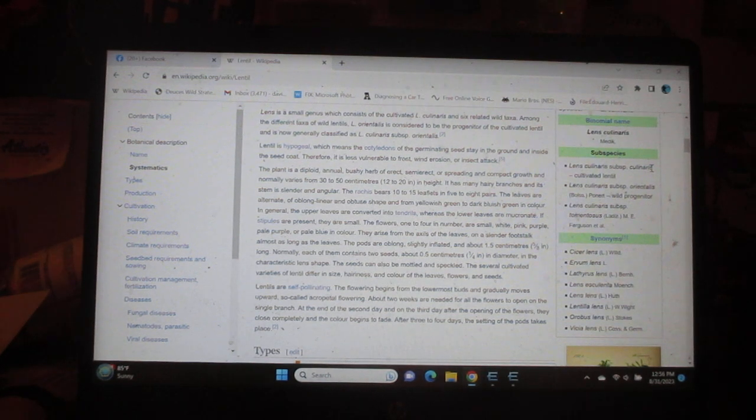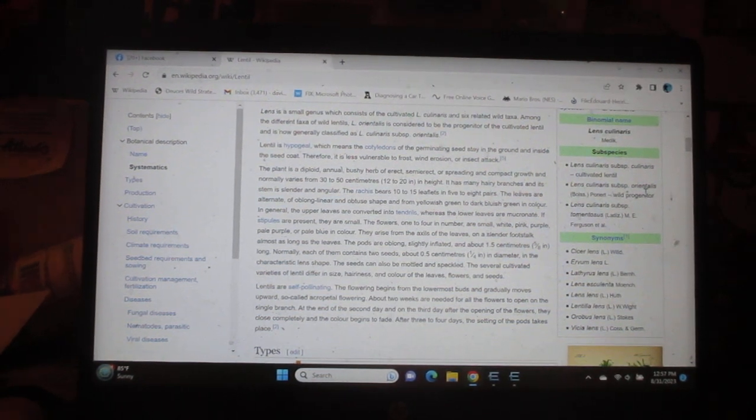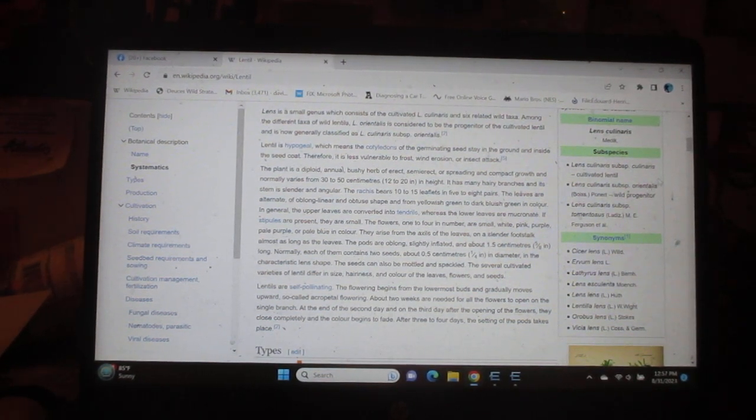Lentils are self-pollinating. The flowering begins from the lowermost buds and gradually moves upward, so-called acropetal flowering. About 2 weeks are needed for all the flowers to open on the single branch. At the end of the second day and on the third day after the opening of the flowers, they close completely and the color begins to fade. After 3 to 4 days, the setting of the pods takes place.